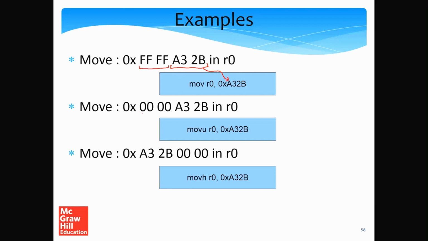If we want to set the upper 2 bytes as all zeros, right? In this case, all that we need to do is have the U modifier, which will ensure that the most significant 2 bytes are zeros. Likewise, if we want A3 and 2B to be in the two upper positions, most significant positions, then what we do is use the H modifier to move them to the most significant positions and set the rest of the bits or bytes as 0.